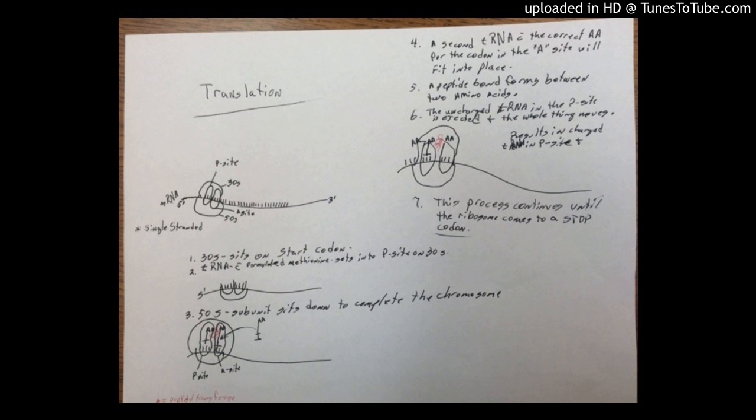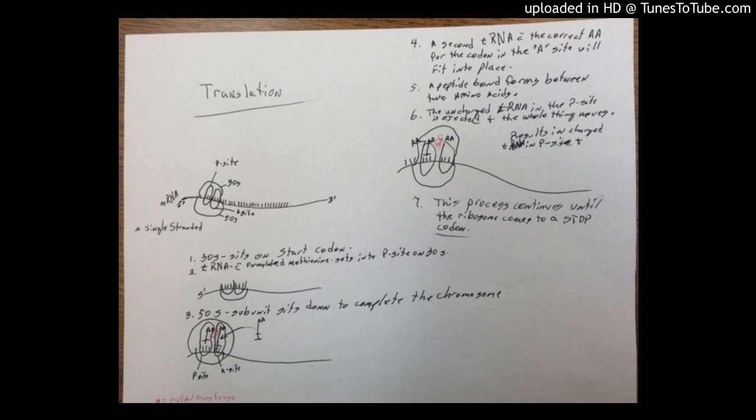Then the transfer RNA in the P site is uncharged. The amino acid releases from it. The uncharged transfer RNA is kicked out. The whole thing moves over one, which moves the codon for the second amino acid to be in the P site, and the codon for the third amino acid to be sitting under the A site, which is now devoid or empty of any transfer RNAs. So that's pretty much it.